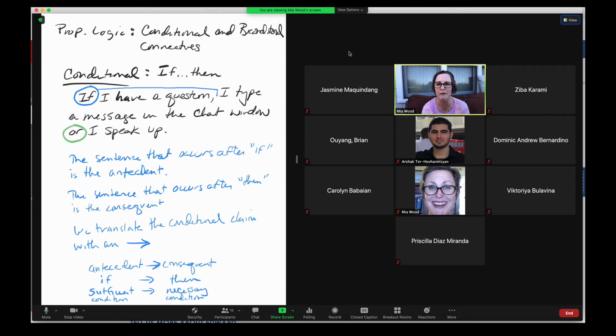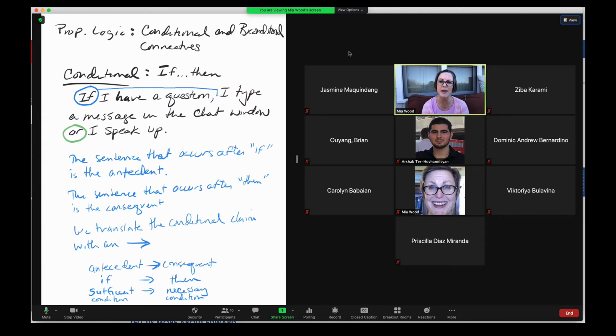Okay, so what I've written at the very bottom of our whiteboard is this. Sufficient condition is on the left side of the arrow. Necessary condition is on the right side of the arrow. So let's think about it this way. In our ordinary ways of thinking about conditional claims, we think in terms of the having a question in our example as a sufficient condition. So having a question is a sufficient condition for typing a message in the chat window or speaking up.